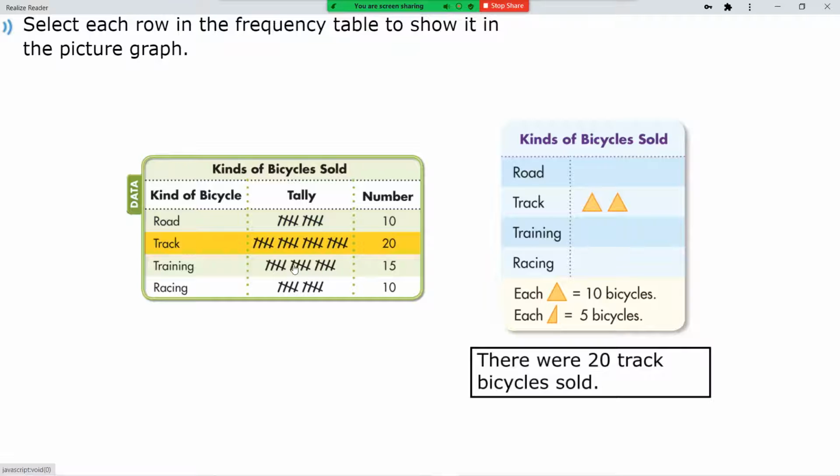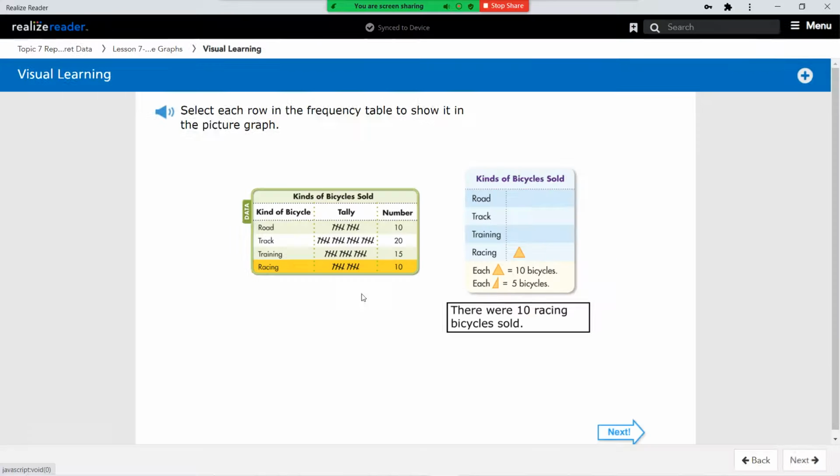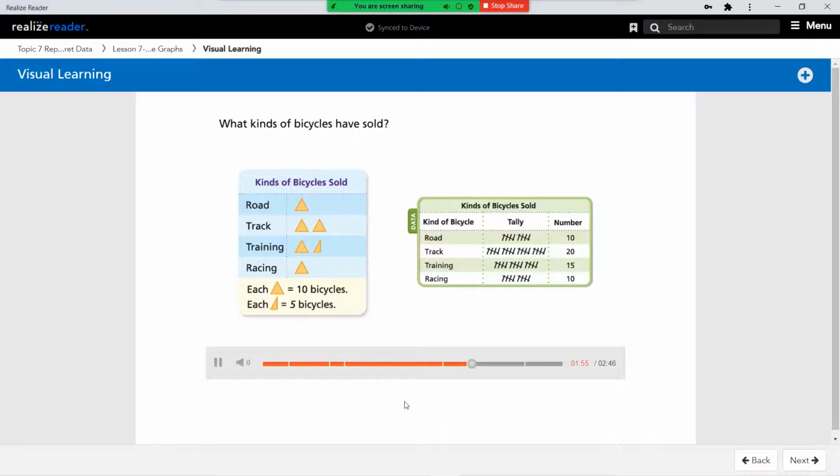Now for the training bikes, we have 15 of them. So we have 10, which is a whole triangle, and then 5 more, which is a half triangle. There were 15 training bicycles sold. There were 10 racing bicycles sold. So you can see from these different examples how they were showing it in the data table and then how they were showing it in the picture graph, the symbols being used to represent the numbers of each kind of bike that was sold.